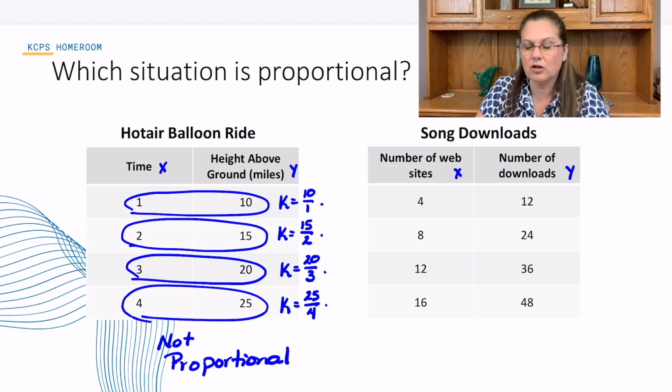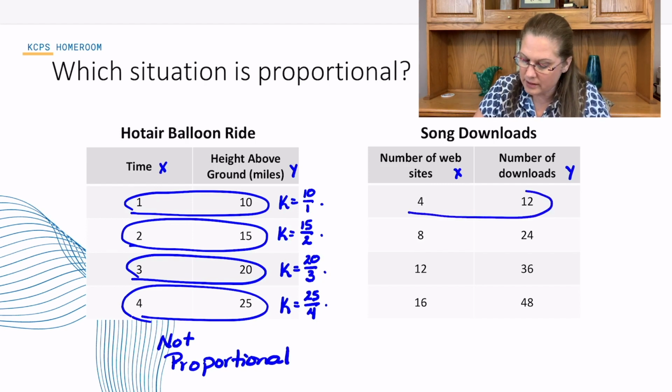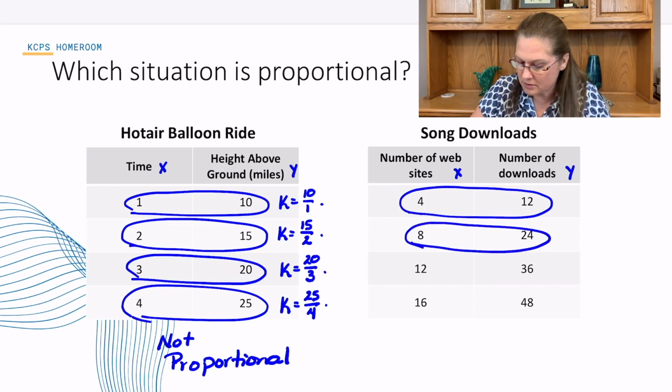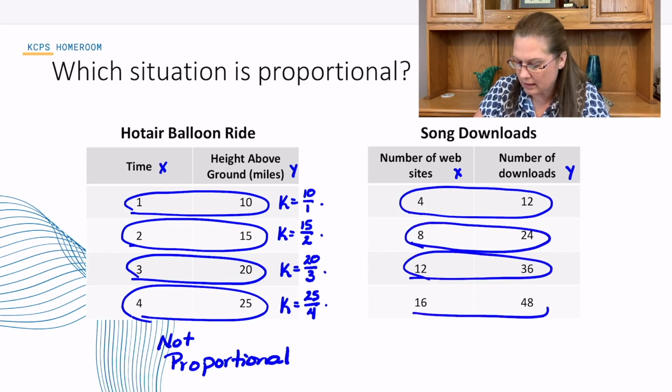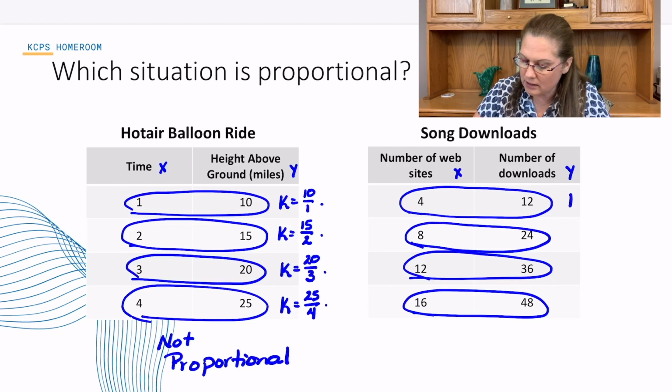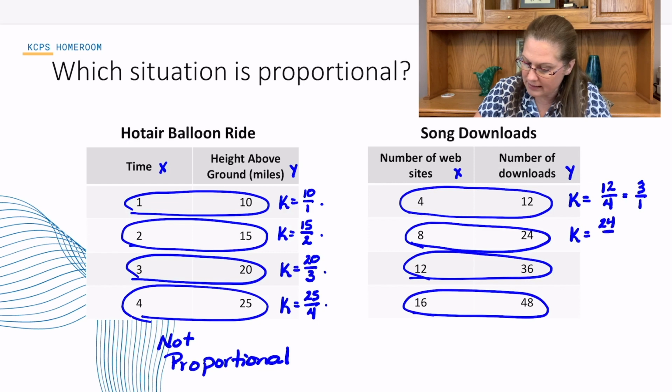So let's take a look at song downloads. We're going to go ahead and use our ordered pairs. Remember, they're on the same row, x and y. And let's go ahead and use our equation. So I'm going to say 12 over 4, or 12 fourths. 12 can be divided by 4, so that's 3 over 1. Our second ordered pair is 24 eighths. Both 24 and 8 can be divided by 8. And again, that's 3 over 1.